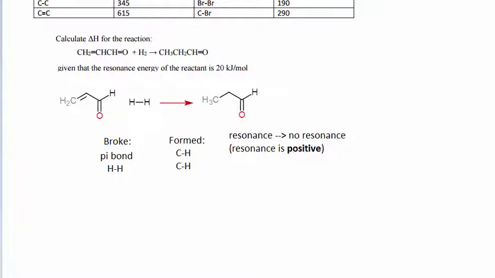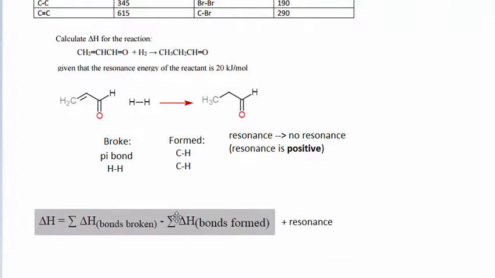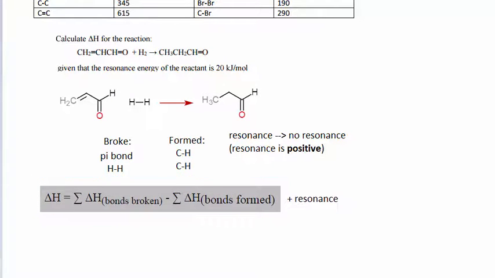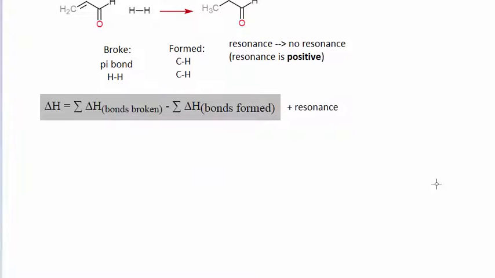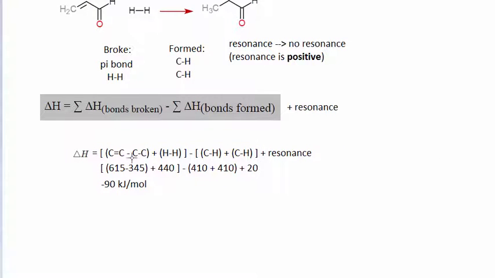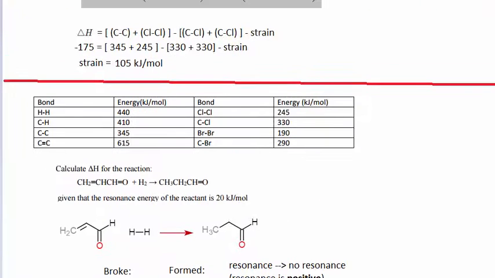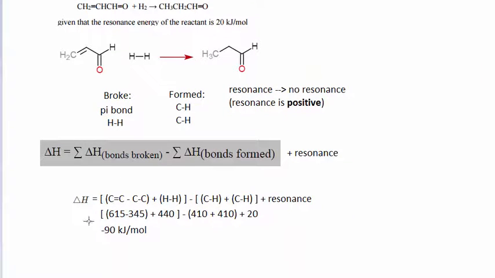Okay, at this point, all you need to do is write out your bond enthalpy equation and substitute each of these in. Now the only part that might be a little tricky is identifying what pi bond really means. Well, it's the difference between the carbon-carbon double bond and the carbon-carbon single bond, which is given in this chart. So all you need to do is calculations, and you'll find your final answer, the enthalpy of the reaction being negative 90 kilojoules per mole.